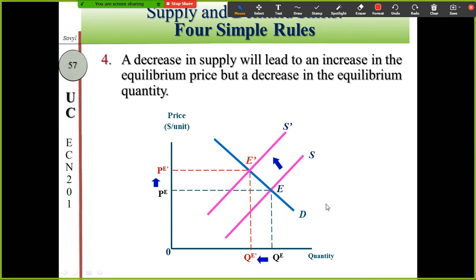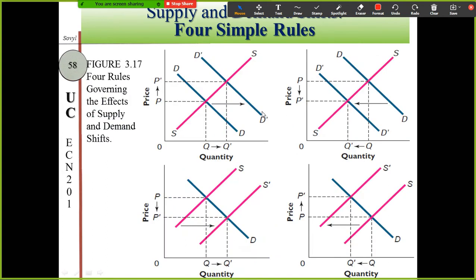So these are the 4 simple rules of supply and demand curve shifts, and I present them one by one. The first one: the demand curve moves to the right hand side, meaning an increase in demand. As a result, the equilibrium price goes up and the equilibrium quantity is also more than before. Second: the demand curve moves to the left, meaning a decrease in demand. As a result, the price is cheaper and the quantity supplied is less.